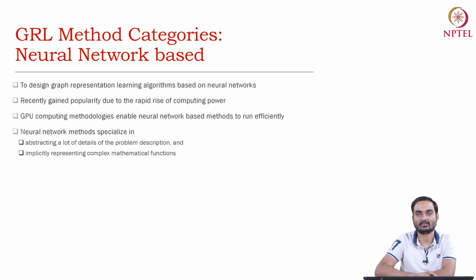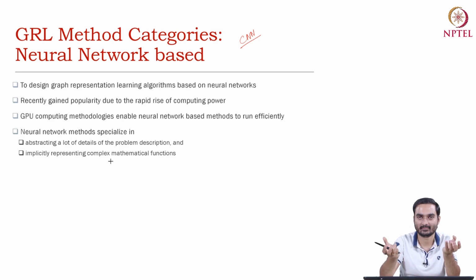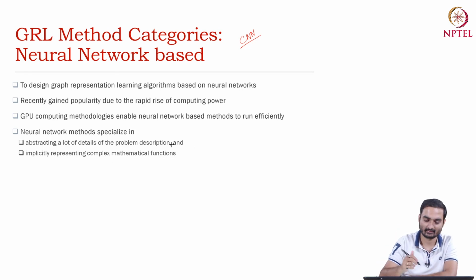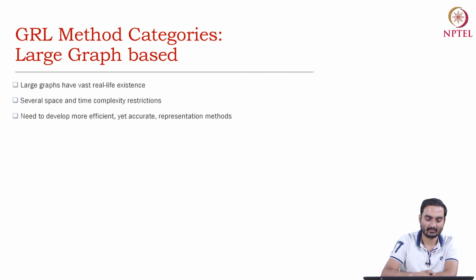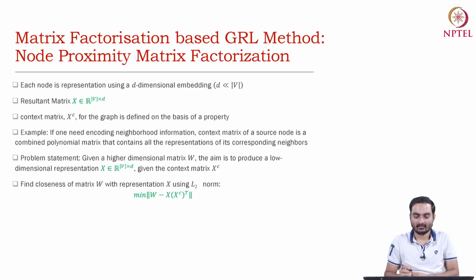Then we have neural network approaches, where we will see how a simple convolutional neural network kind of approach can be used in the case of graphs. We define a neighborhood structure, and from the neighborhood structure we aggregate representations into a node, then run some convolution operation and so on, and pass it to the next layer. We will discuss this one. And then we have algorithms for large graphs, where we discuss LINE and other methods specifically designed for massive networks.